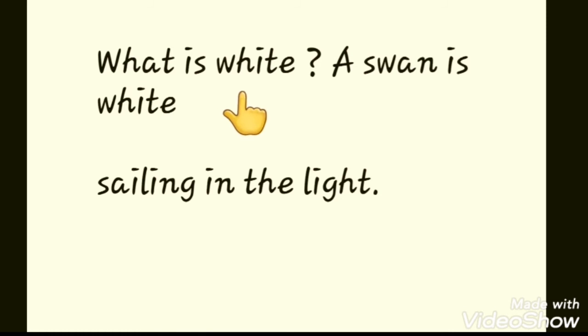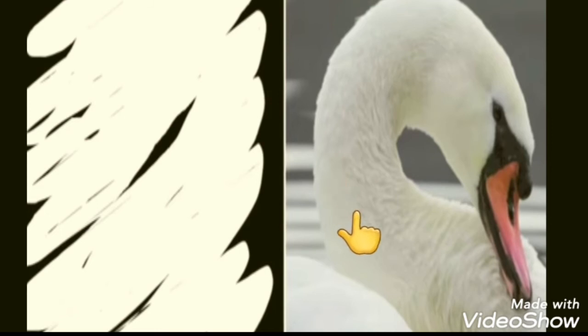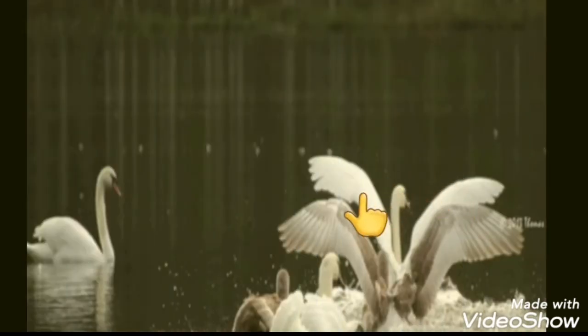What is white? A swan is white, sailing in the light. So the next color she mentioned is the white color. Now when you look at the picture, you can see the beautiful swan. And the swan is what color? Can you tell me? Yes, the swan is white in color. What is the swan doing? In this picture, the swan is sailing in the water. Next lines of this poem.